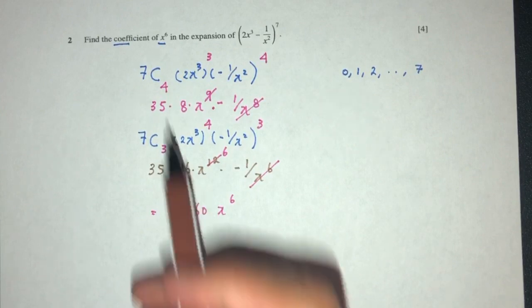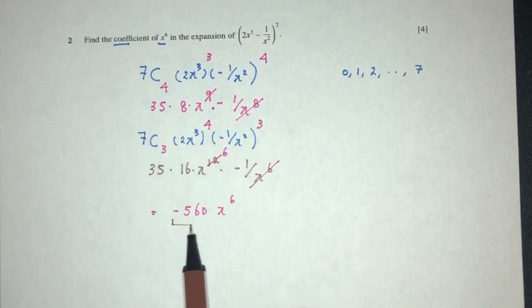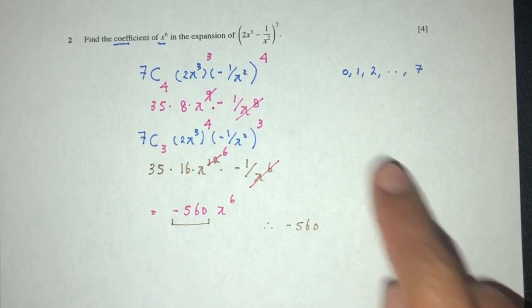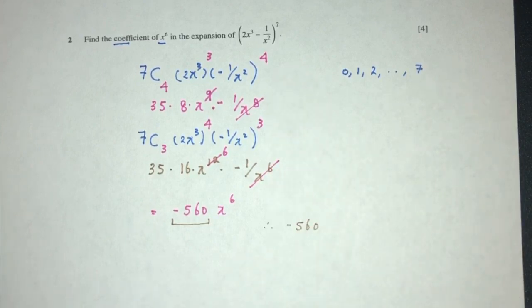Now your answer should be just the coefficient, which is the value in front of the power. That should be your answer, minus 560. Again, this is just to make you realize that this is done by trial and error. So for example, I've tried something, it did not work out.